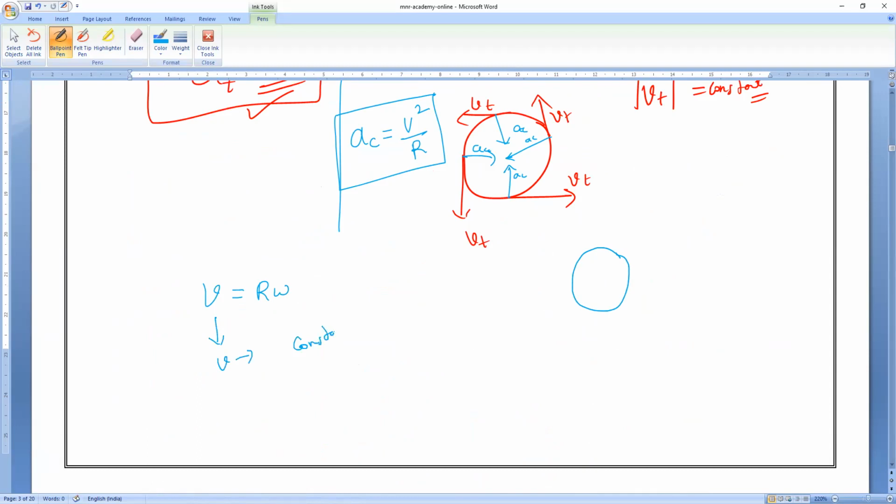V means the magnitude remains constant. And does the radius remain constant or change at every point? It remains constant. So R is also constant. Then only who will vary? Already we have solved similar sums. So now R is constant and V remains constant.